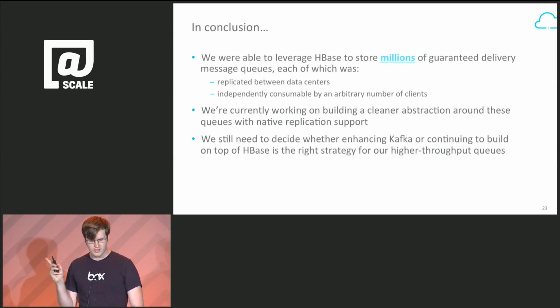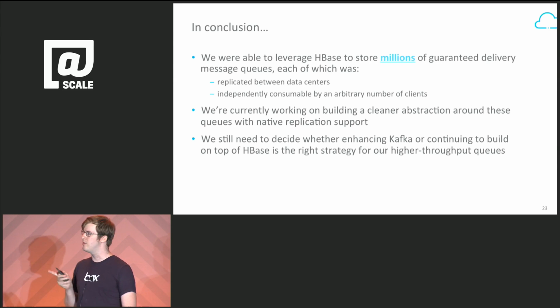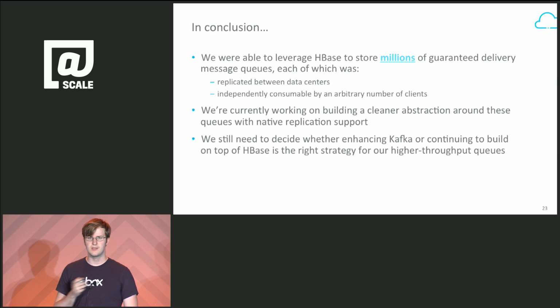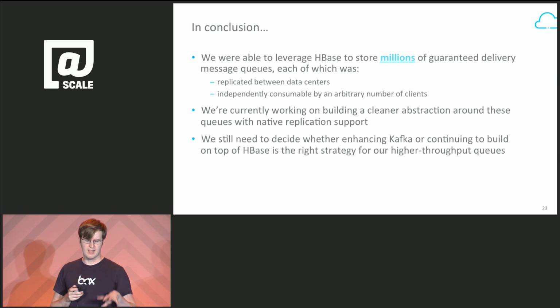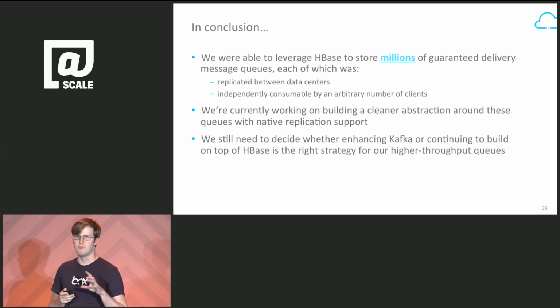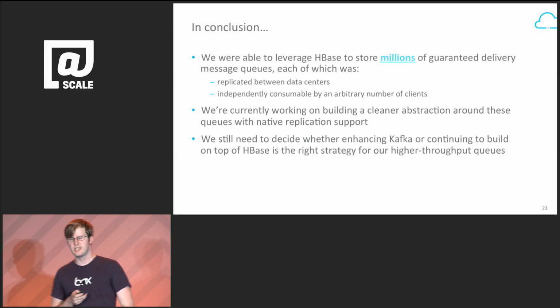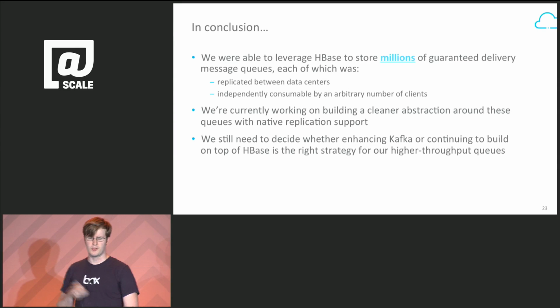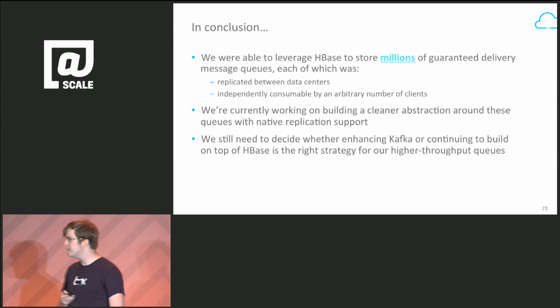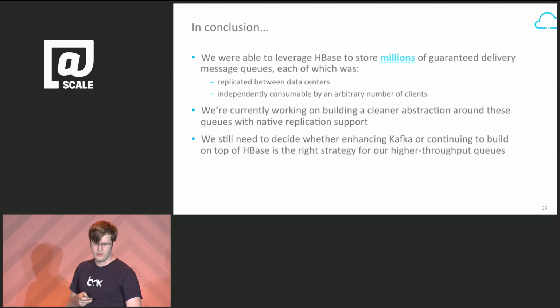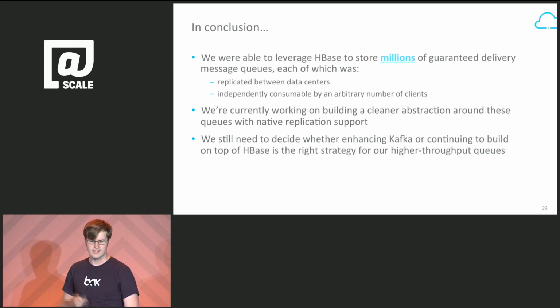And then we still need to decide. For this Kafka use case, we have some ideas about how you might be able to change Kafka to support this intercluster replication. We haven't really done a deep dive into it to see if it would definitely require changing some of the guts of Kafka. We haven't really seen if those would be changes that would make sense for the direction of the project. Or if we took that route, we'd have to basically maintain a fork forever. And then whether or not continuing to build on top of HBase is really the right strategy for supporting these higher throughput queues.